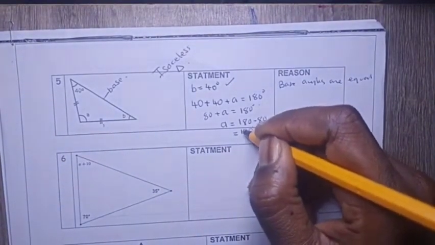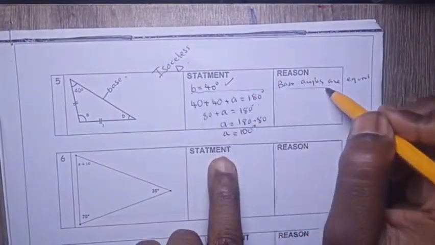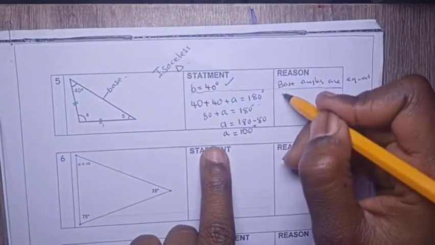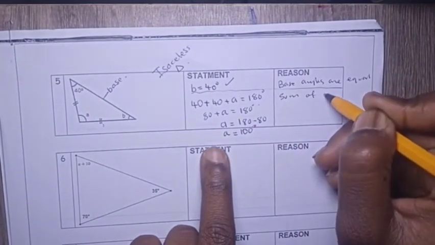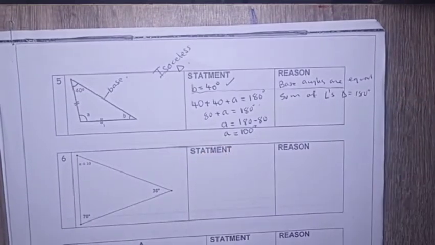100. What am I doing? Then each has its own reason. For this one, I use what? The sum of angles in a triangle will give me 180. Sharp, sharp, sharp, sharp, sharp.